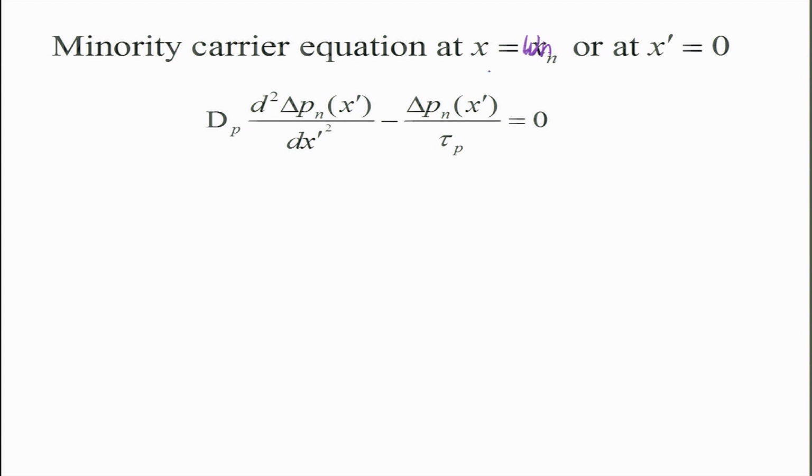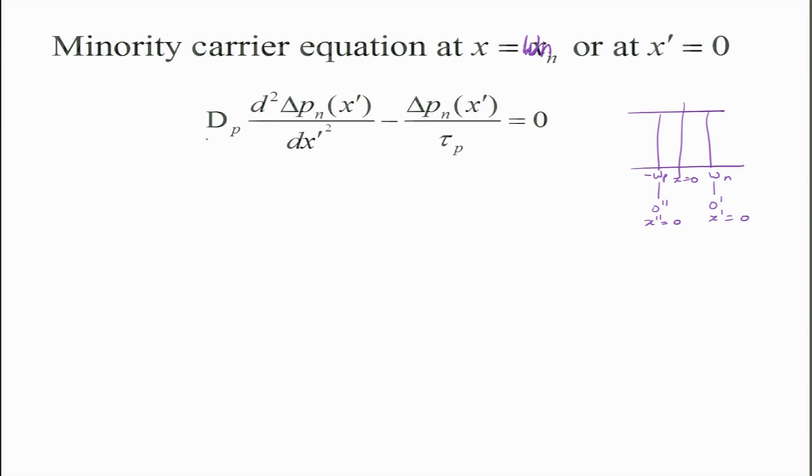Okay. So x is equal to Wn. If this is the depletion region, we said that this is x is equal to 0 originally, this is Wn, this is minus Wp. We redefined our coordinates, so this becomes 0 double prime, this becomes 0 prime. So x prime is equal to 0, and this is x double prime is equal to 0. So basically x is equal to Wn means x prime is equal to 0.